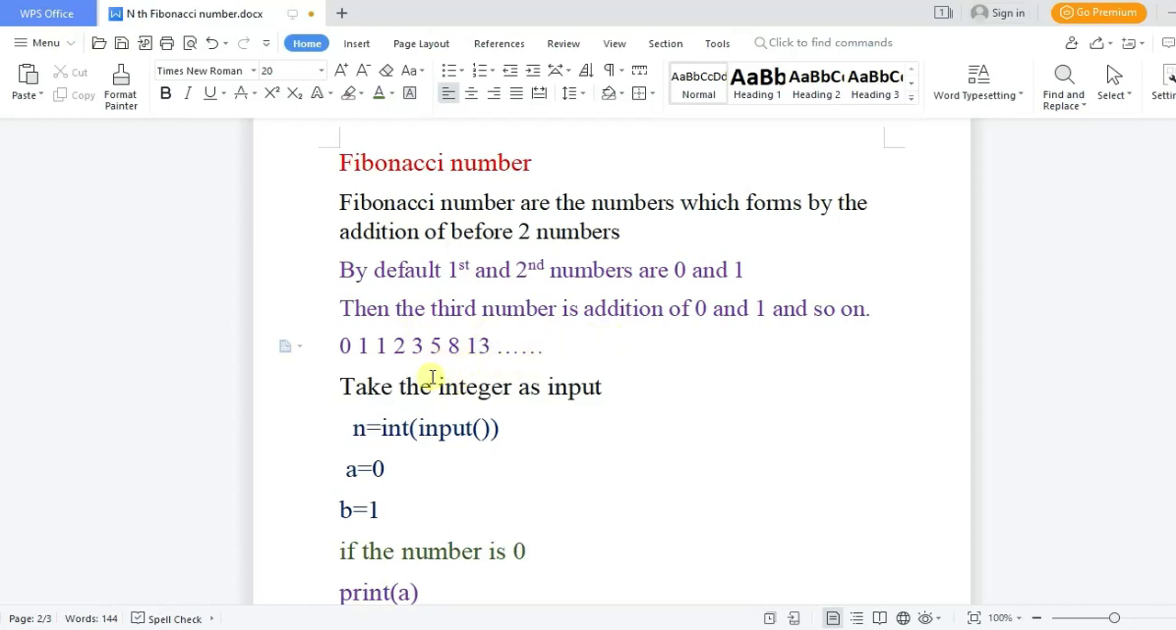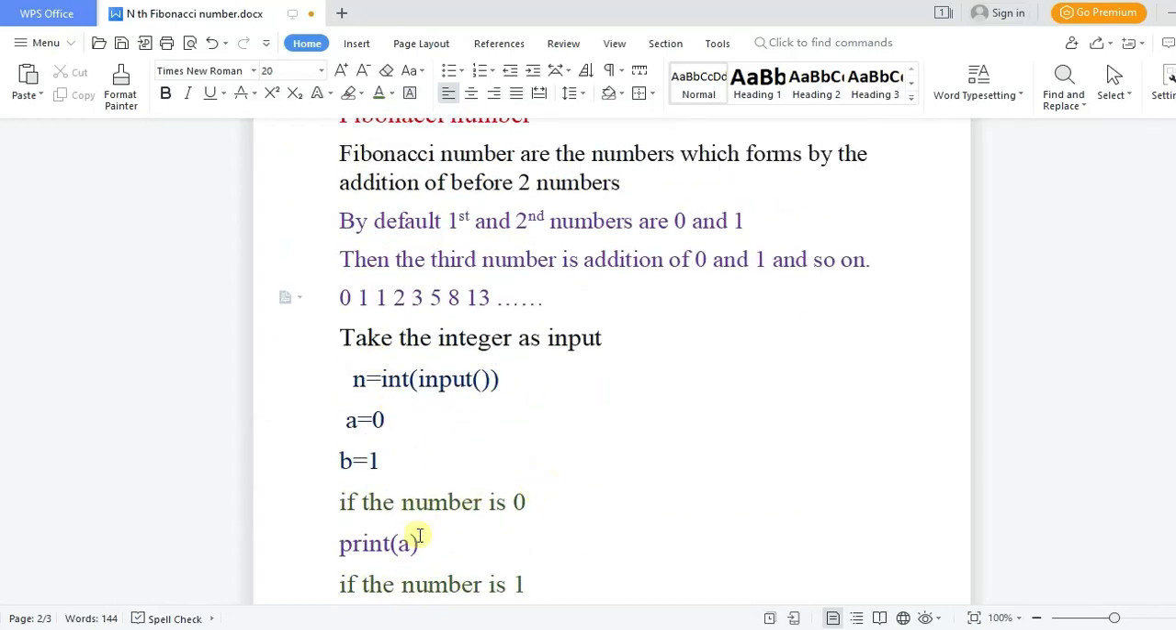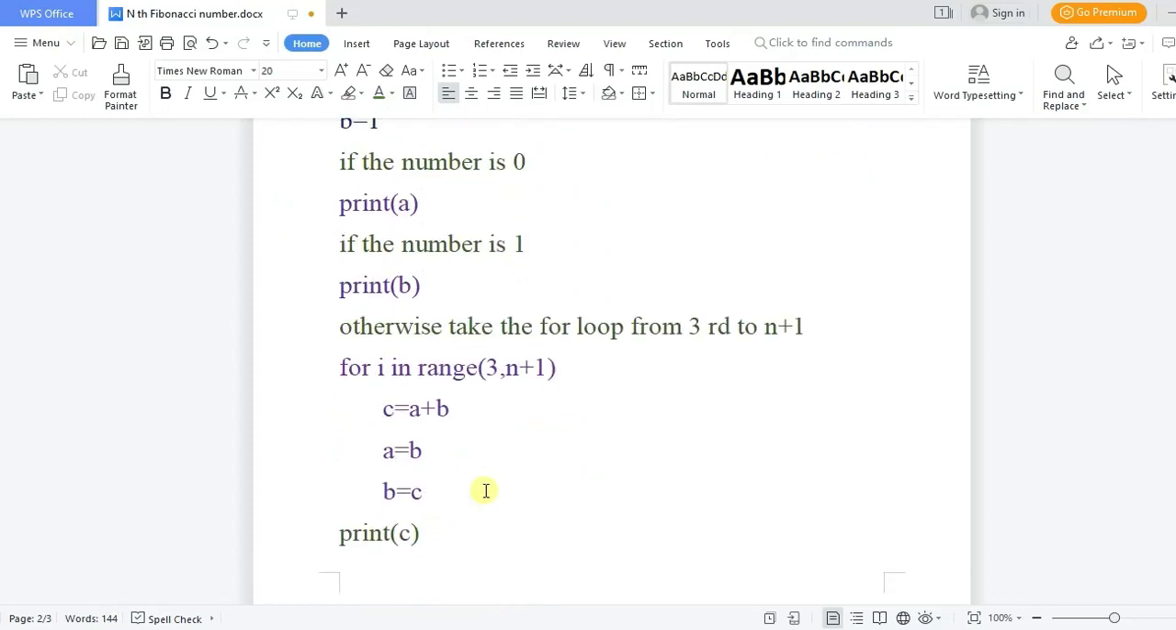In order to find the output, we need to take an integer as input, so n is equal to int of input. We need to take the starting two numbers by ourselves, so a is equal to 0 and b is equal to 1. If n is equal to 0, we print a. If the number is 1, we print b. If the number is above 0 and 1, we loop: for i in range 3 comma n plus 1. Suppose n is equal to 5, then n plus 1 is 6, so it iterates from 3, 4, 5.